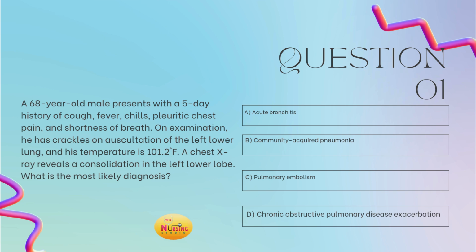Okay. So here we have a 68-year-old male who comes in with a 5-day history of a cough, fever, chills, pleuritic chest pain, and shortness of breath. This should start to make you begin to think of differential diagnoses, right? With pneumonia being one of those. He also has crackles, a fever, as well as a confirmatory diagnostic exam of the chest x-ray showing consolidation in that left lower lobe. Now, why I am pointing these things out: this confirms the diagnosis of B, community acquired pneumonia.